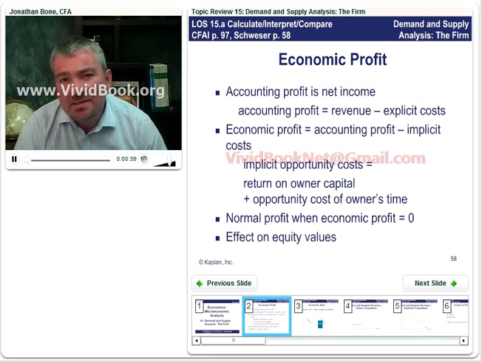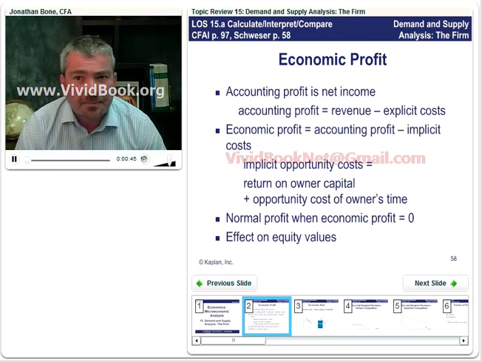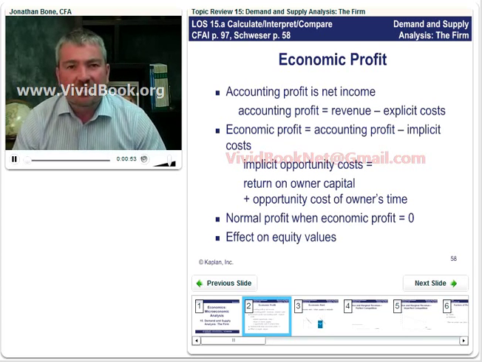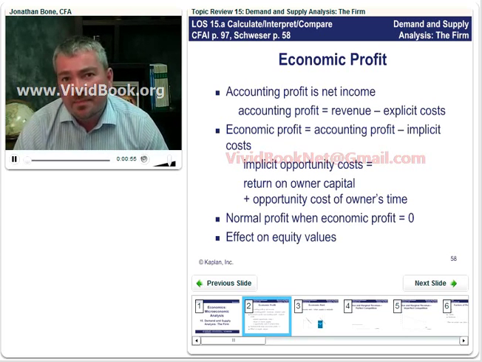Notice the starting point for economic profit is accounting profit, but then we're going to deduct implicit costs. What are the implicit costs? They're the opportunity costs of resources that are actually supplied by the owner. And there are really two sources of resources supplied by the owner. We talk about the return on owner capital, in other words, the return on the funds that they've invested in the company, and also the opportunity cost of the owner's time.